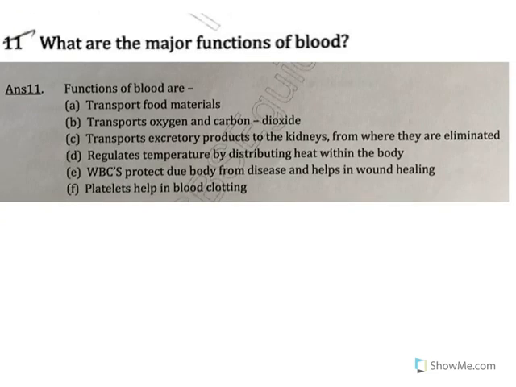What are the major functions of the blood? First, transport of food materials. Next, transport of oxygen and carbon dioxide between the lungs and the different cells of the body. Transport of excretory products to the kidneys, where they are thrown out. Then it regulates temperature by distributing heat within the body. The WBCs protect the body from disease and help in wound healing. The white blood cells help in fighting infections. Platelets help in clotting. These first ones are all concerned with transport.